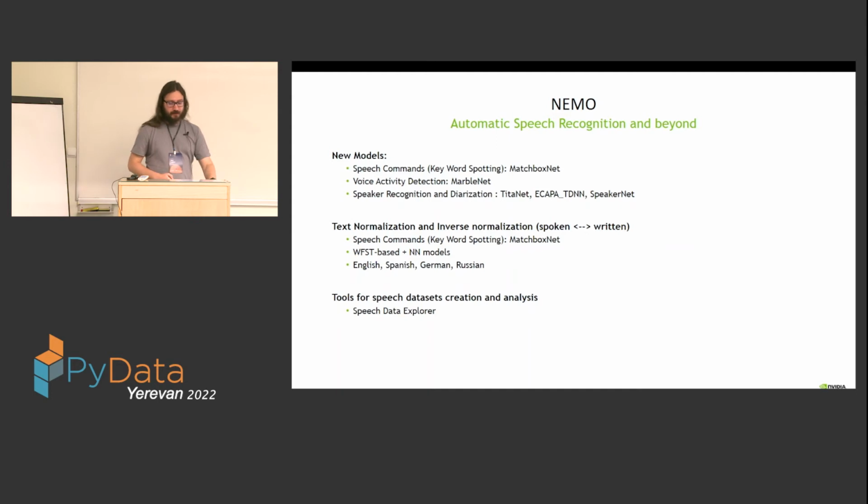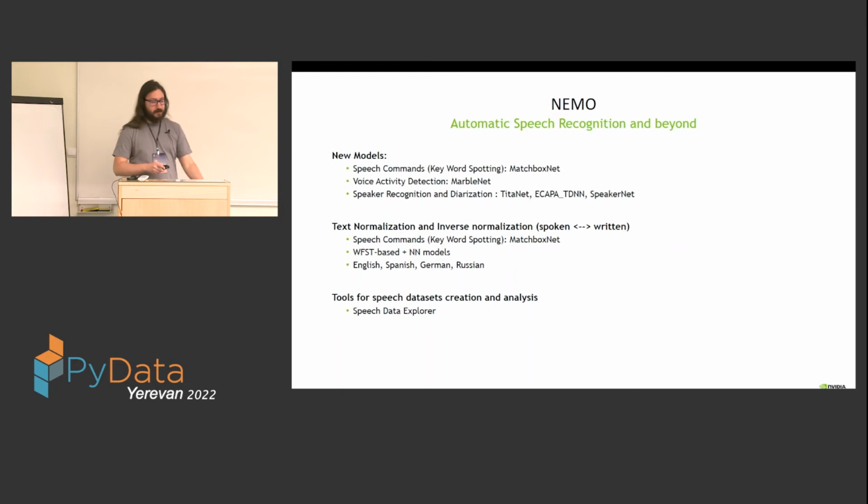Beyond automatic speech recognition, we have models like MatchboxNet for speech commands or keyword spotting. Then we have MarbleNet for voice activity detection. Voice activity detection is a thing that says whether someone speaks right now or not, like whether there is speech on a recording or not speech, or maybe some noise or maybe just silence.